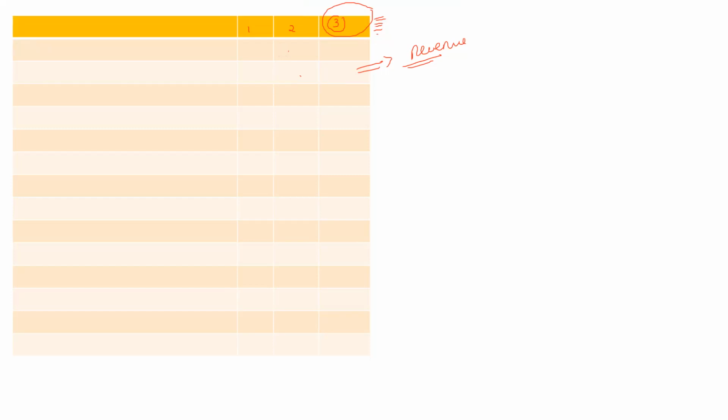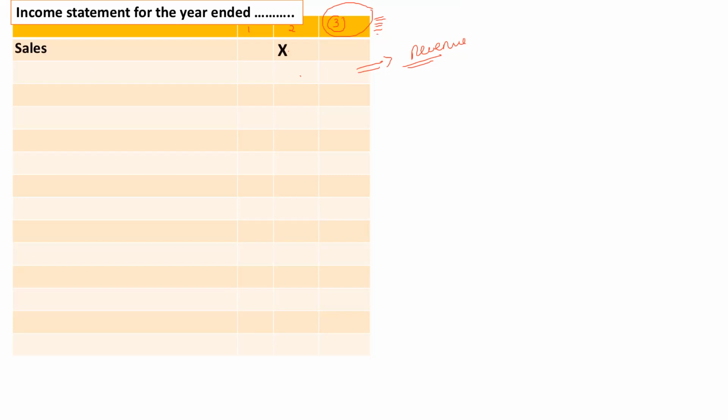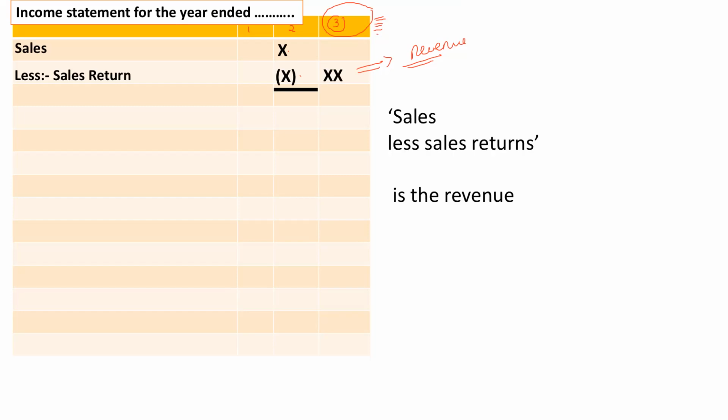Let's recall again. You would have your sales. From the sales, you would subtract your sales return. You will get your revenue. Remember, whenever we refer to the word revenue, it would be sales less sales return. Then from the revenue, you will subtract the cost of sales. That means you will subtract the cost of those goods that you have sold.